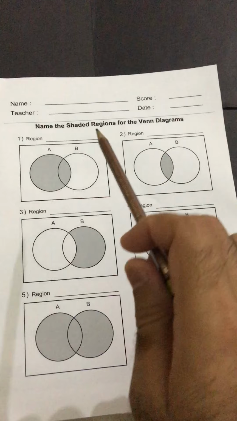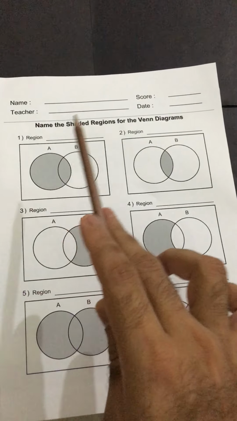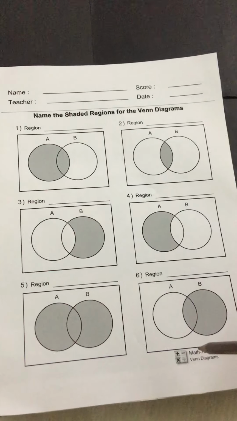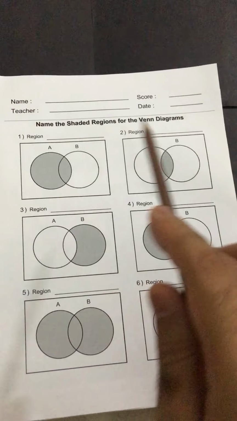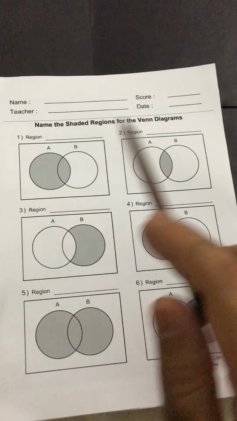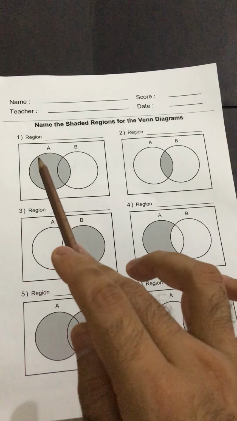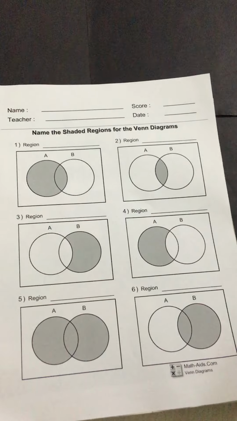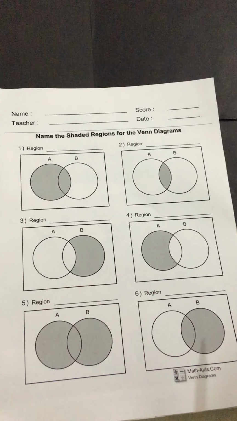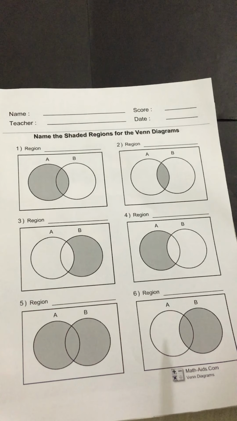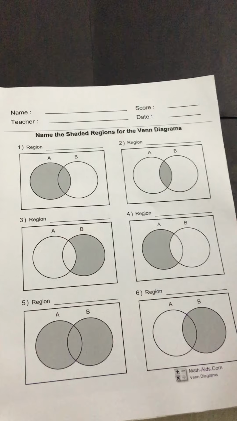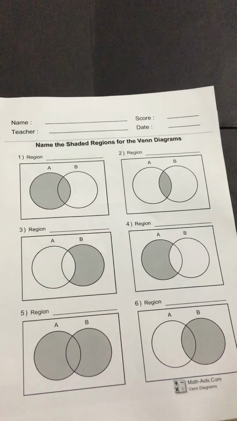So this worksheet is basically we have to name the shaded region for the Venn diagrams. We have 6 Venn diagrams, and these 6 Venn diagrams have 2 sets in each, and some area has been shaded, and we are asked to find the mathematical form of this shaded region. In the previous worksheet, we were given the mathematical form and we had to shade the region by looking at that mathematical form.